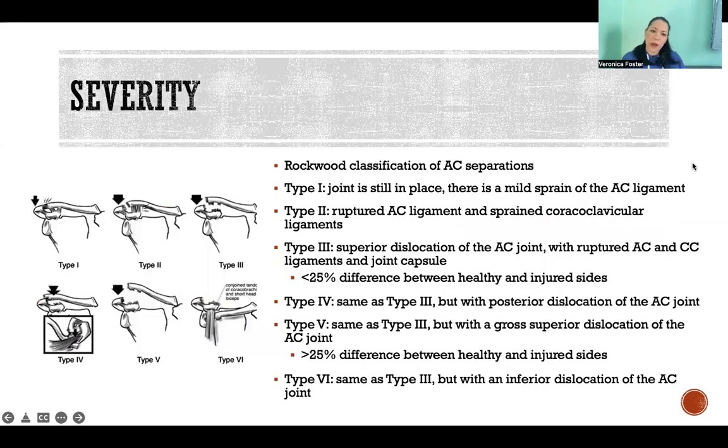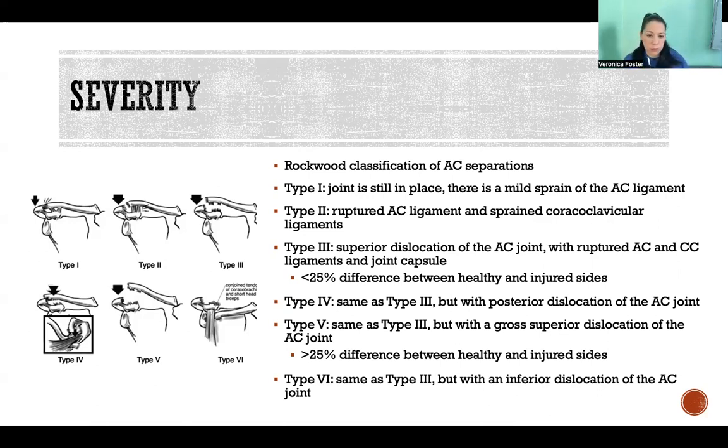All right, so severity. When it comes to AC separations, we use the Rockwood classification of AC separation. This is a way to classify the injury and the severity based on what exactly is injured and to what extent. So a type 1 would be that the joint is still in place, but there's a mild sprain of the AC ligaments. That's the most mild.